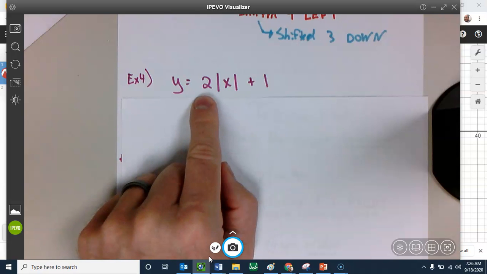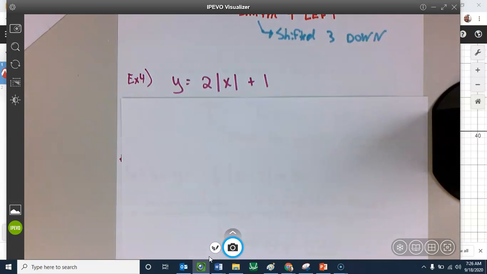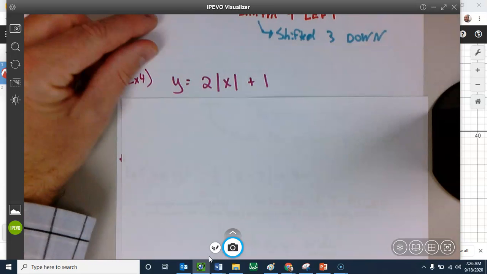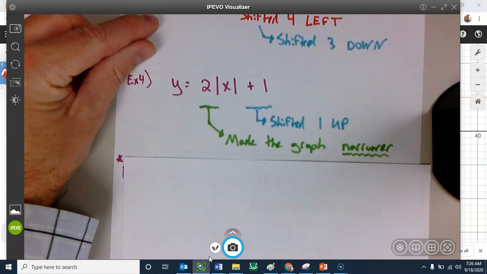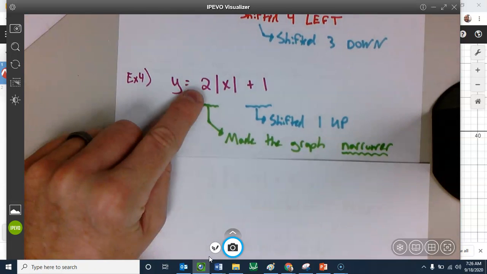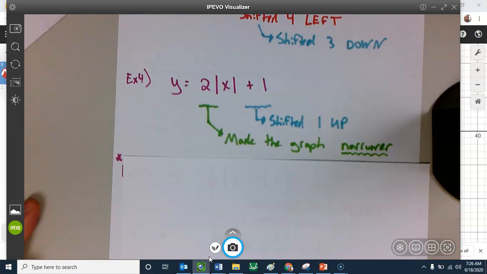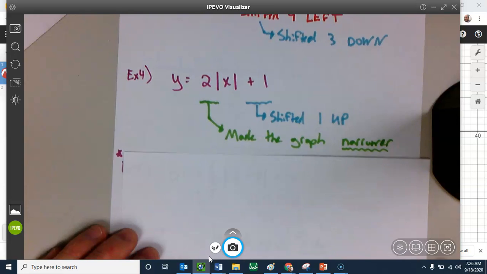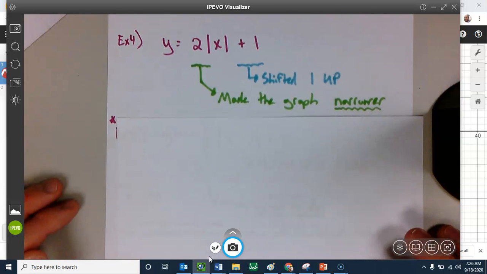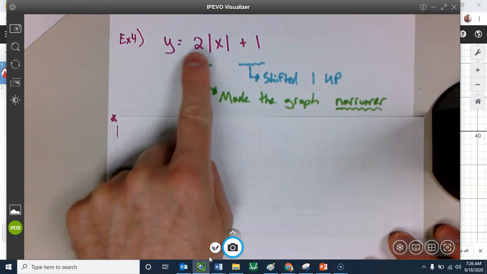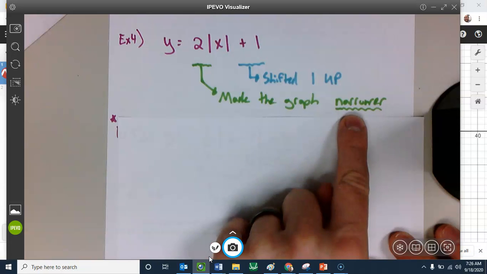But now this number on the outside, what happened on our Desmos activity when you multiplied the outside of the function by a number bigger than 1? If the number's bigger than 1, it made it narrower. And that's the word we'll use, narrower and wider. In this case, if the number you multiply by on the outside is bigger than 1, then our graph will be skinnier. It'll be narrower than it normally is. Okay? So we had this shifted by 1. Multiplying by 2 on the outside made it narrower.